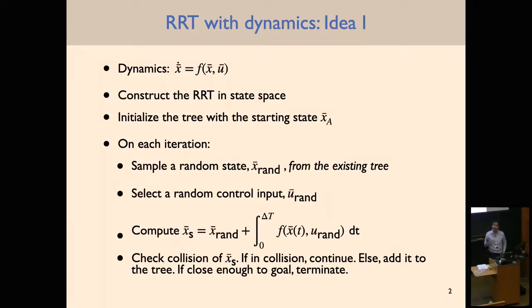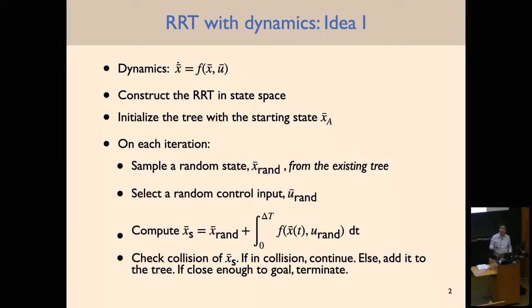And then you check whether this state, xs, is in collision or not with any obstacles. If it is in collision, then you throw away this iteration. You kind of revert back to your tree before this iteration. If it is not in collision, then you add that to the tree. And then I guess if you're close enough to the goal, then you just terminate the algorithm.